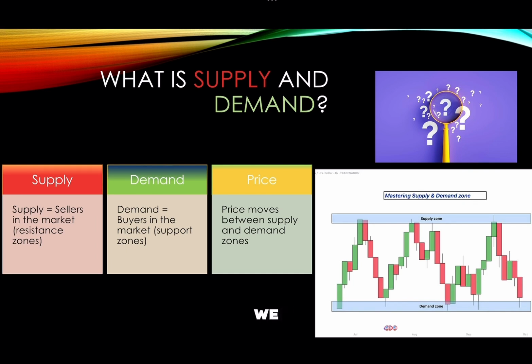All right, so first things first, we have supply. Supply is the sellers in the market, okay? This is the resistance zones. The resistance zones are going to be your ceiling. You can look at it as a roof or a ceiling. So this is the area where price goes up and sells heavy. Supply zones are zones that price comes to and they sell heavy. Came up, sold heavy. Came up, sold heavy.